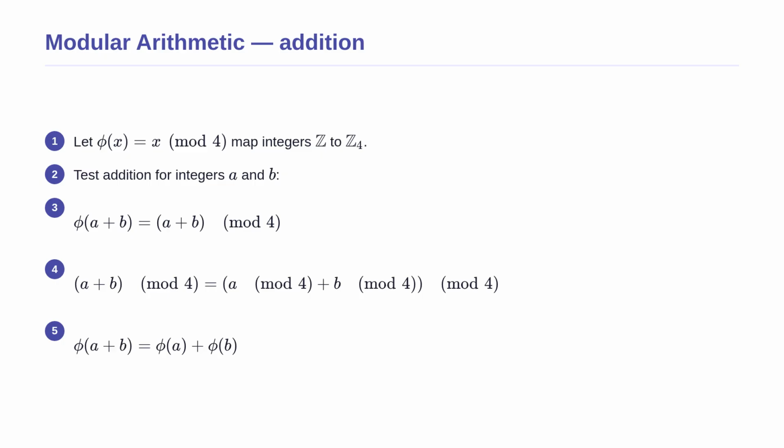First, we test the addition rule. We add two arbitrary integers a and b and apply our function, which means taking their sum modulo 4. A fundamental property of modular arithmetic is that the remainder of a massive sum equals the sum of the individual remainders. By substituting our function definition back in, we see that the addition structure is perfectly preserved.